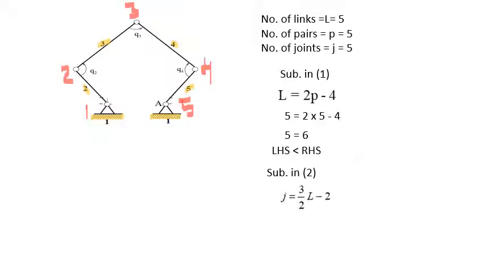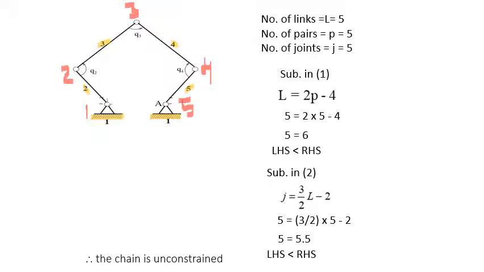So let us check with the second equation. I will substitute the values in equation number 2. The J value is 5, L value is 5. After simplifying I got 5 on the left hand side and 5.5 on the right hand side. Therefore the right hand side is greater than the left hand side. Therefore from both the equations it is confirmed that the kinematic chain is an unconstrained one.